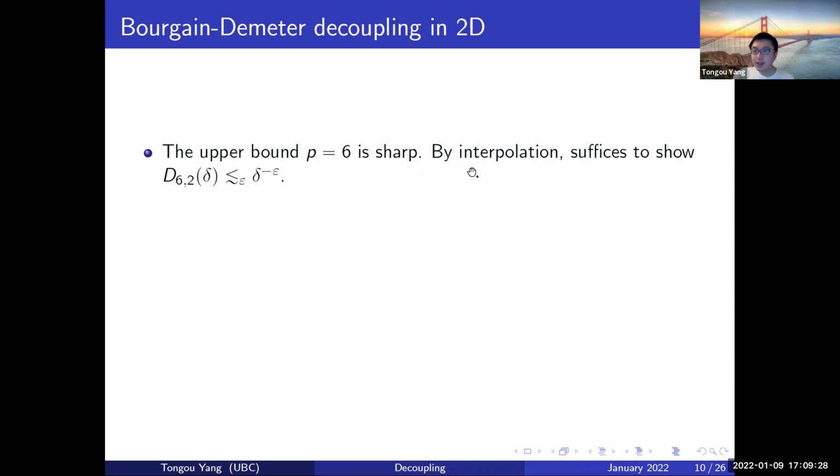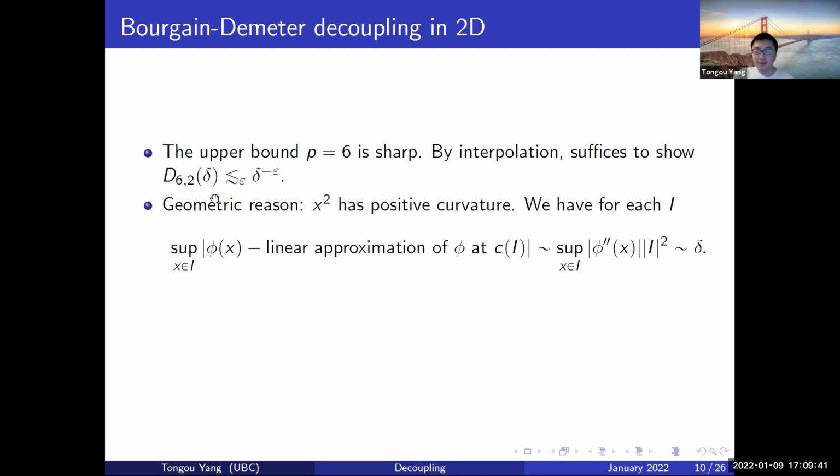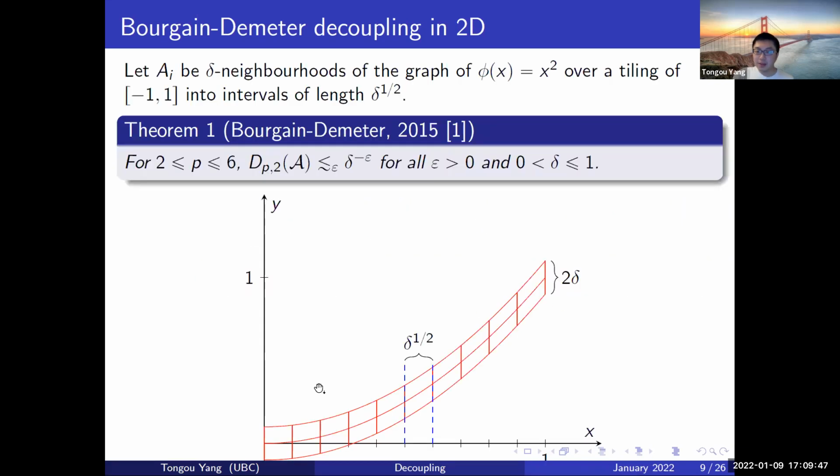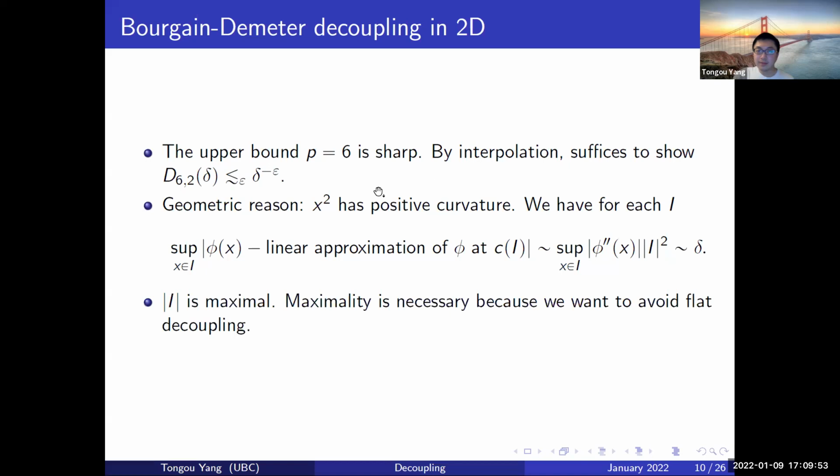And the reason we can focus on the endpoint case only is that by interpolation, it suffices to consider when p is equal to 6, but not other exponents. And as we just talked about, the geometric reason behind this partition of the unit interval into side length of delta^(1/2) is because the function x squared has roughly 1 positive curvature.